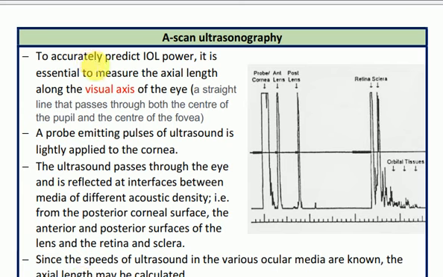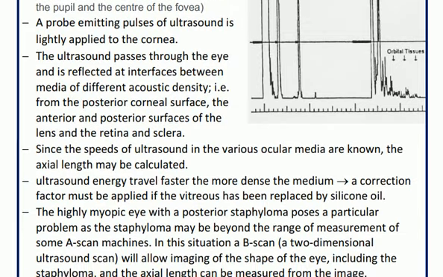A-scan ultrasonography. To accurately predict IOL power, it is essential to measure the axial length along the visual axis of the eye, a straight line that passes through both the center of the pupil and the center of the fovea. A probe emitting pulses of ultrasound is lightly applied to the cornea. The ultrasound passes through the eye and is reflected at the interface between media of different acoustic density, i.e. from the posterior corneal surface, the anterior and posterior surface of the lens, and the retina and sclera.